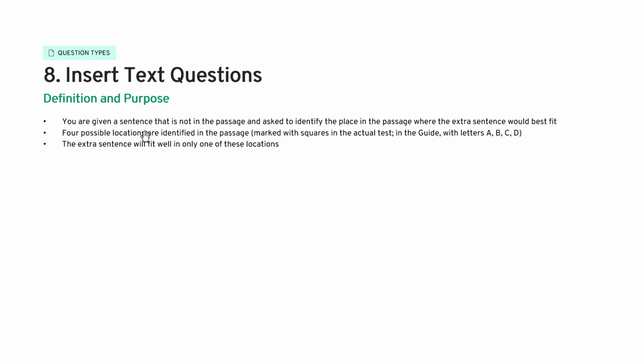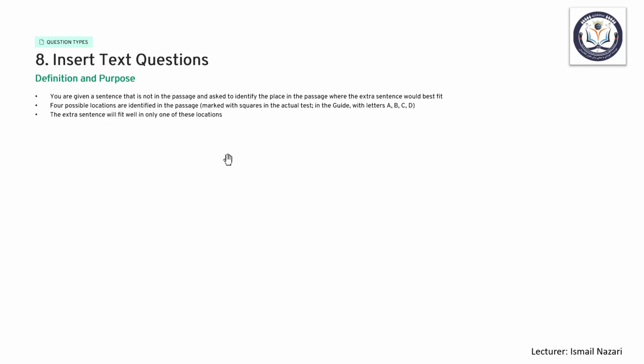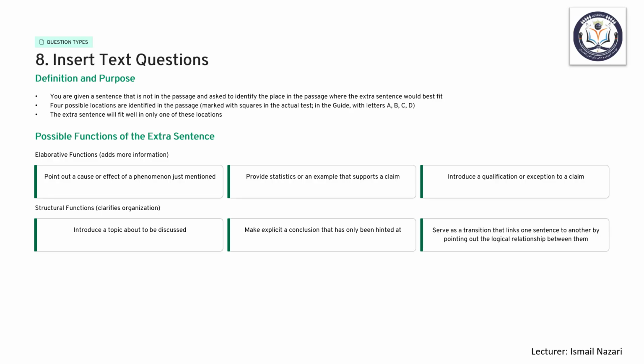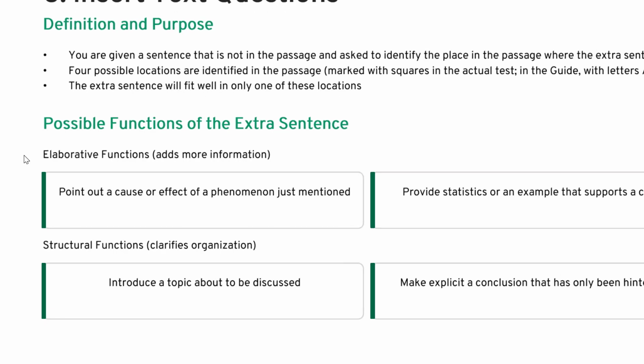So we'll have more description about it. Basically, the extra sentence will fit well in only one of these locations. We have to choose A, B, C, or D as the best possible choice for that. Now, the next thing is, what are some possible functions of this extra sentence? Or what does the new sentence, which is given to insert inside the text, function as? Or what's the purpose of it?